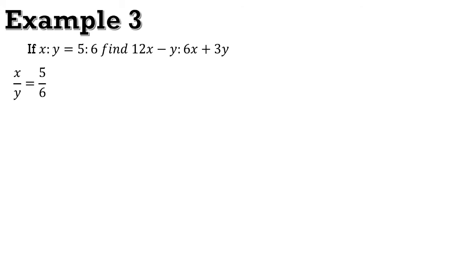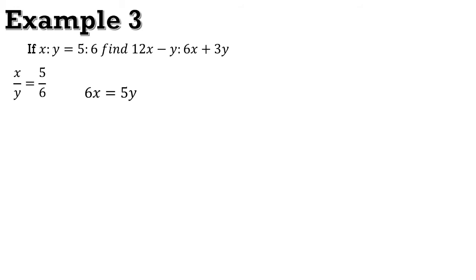Example number 3. If x is to y as 5 is to 6, then find 12x minus y is to 6x plus 3y. Now, to solve this problem, let us first rewrite x is to y as 5 is to 6 into fraction form. So, this will give us x over y equals 5 over 6. Then, apply na natin kaagad yung cross multiplication property. So, we will have x times 6 and then y times 5. This will give us 6x equals 5y.